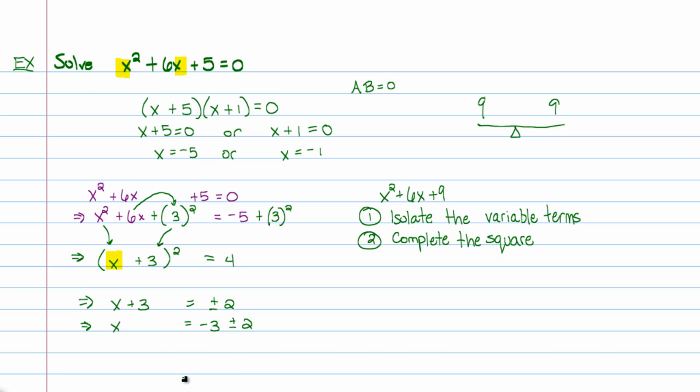So here's the deal. I have two answers. I either have x is equal to negative 3 plus 2, or x is equal to negative 3 minus 2. When you do the math there, it's x is equal to negative 1 or x is equal to negative 5. And if you look at our original answers way back when, that's what they were as well.